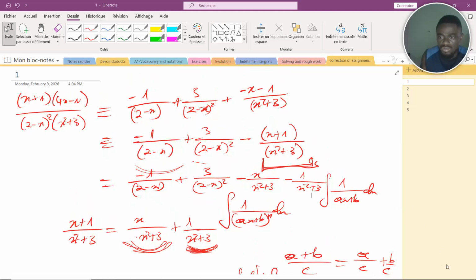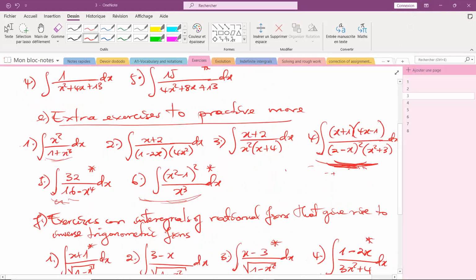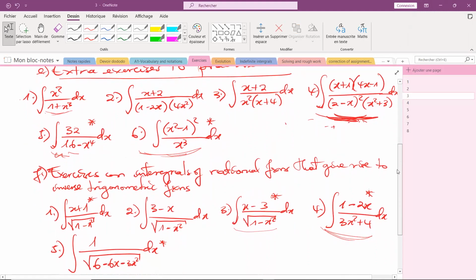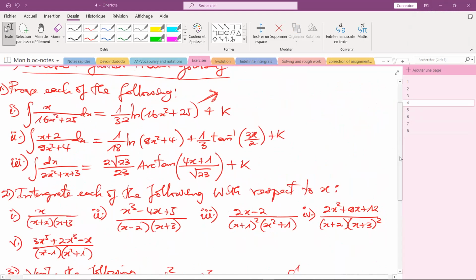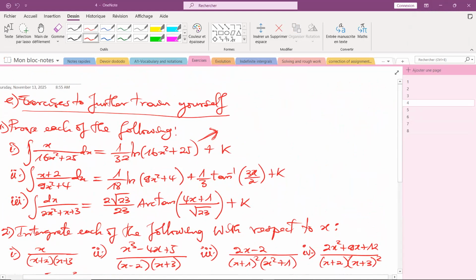So that's all I had to say about this exercise. For the other ones, you did them well. Now let's move to the next. These exercises are to further train yourself. For this first integral, there is something about you that annoyed me here, and I'm going to talk about it. Let's take for example this first one.